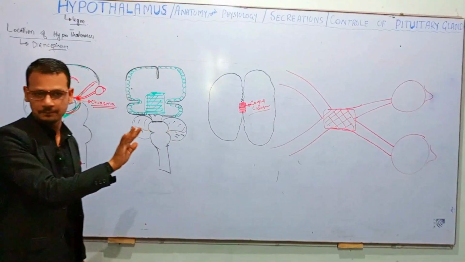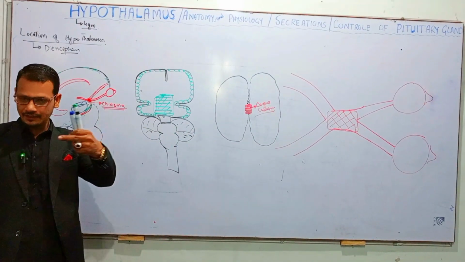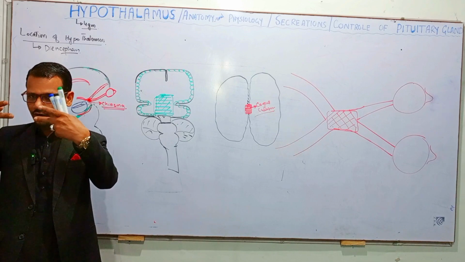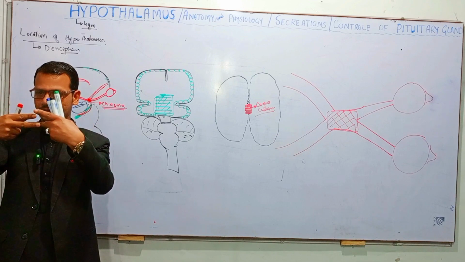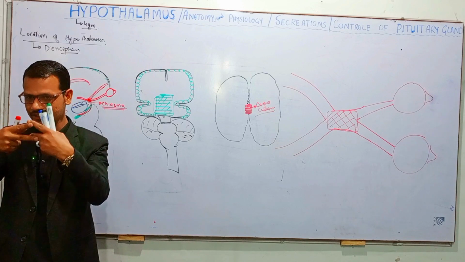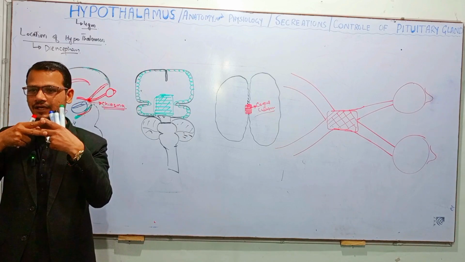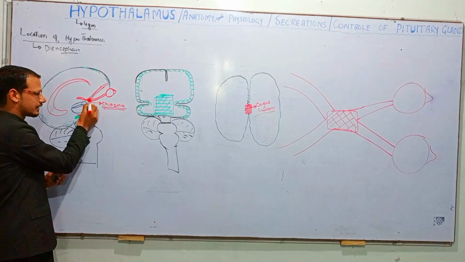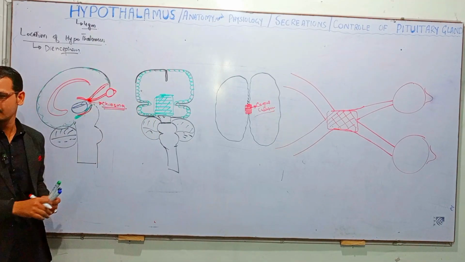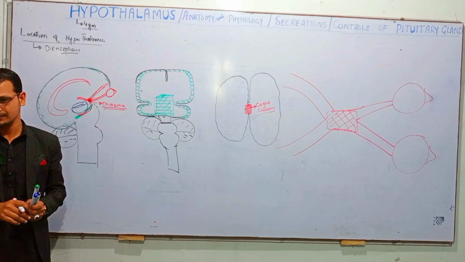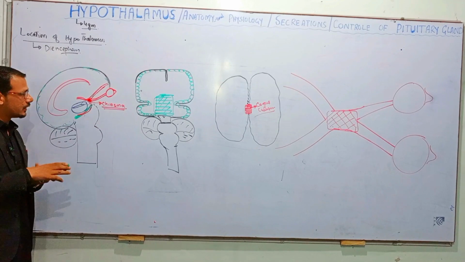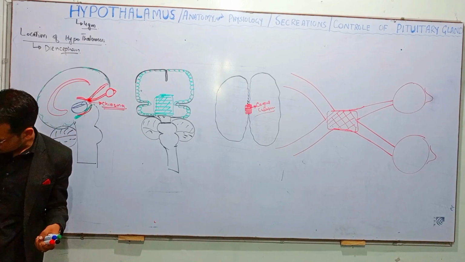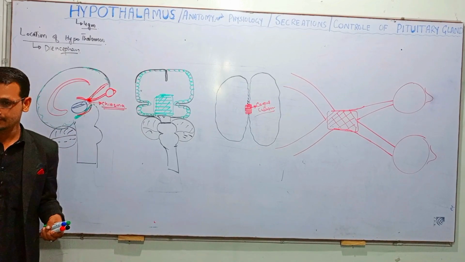Any confusion? The area in front of hypothalamus where the two optic tracts are joining each other, the structure forming there is called chiasma, right? This chiasma is present just in front of hypothalamus, right? Now we will see the exact location of hypothalamus.